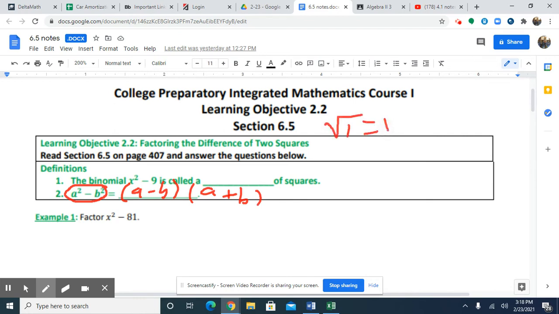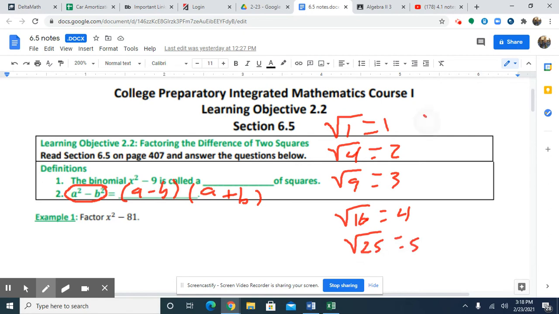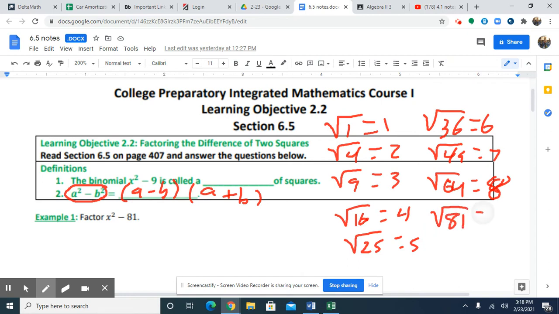Square root of 1, which is 1, square root of 4, which is 2, square root of 9, which is 3, square root of 16, which is 4, square root of 25, which is 5, square root of 36, which is 6, square root of 49, which is 7, square root of 64, which is 8, square root of 81, which is 9, and square root of 100, which is 10. And of course, we can keep going, but those are the main ones that we want to focus on.